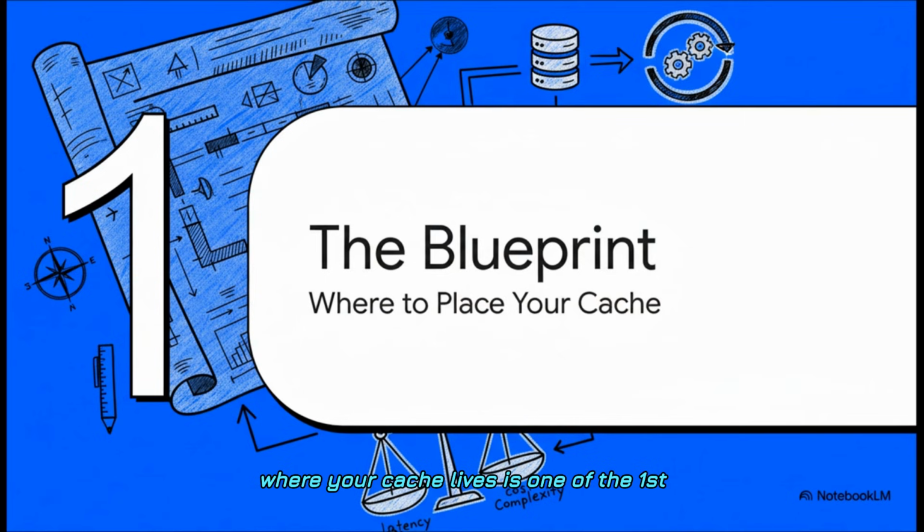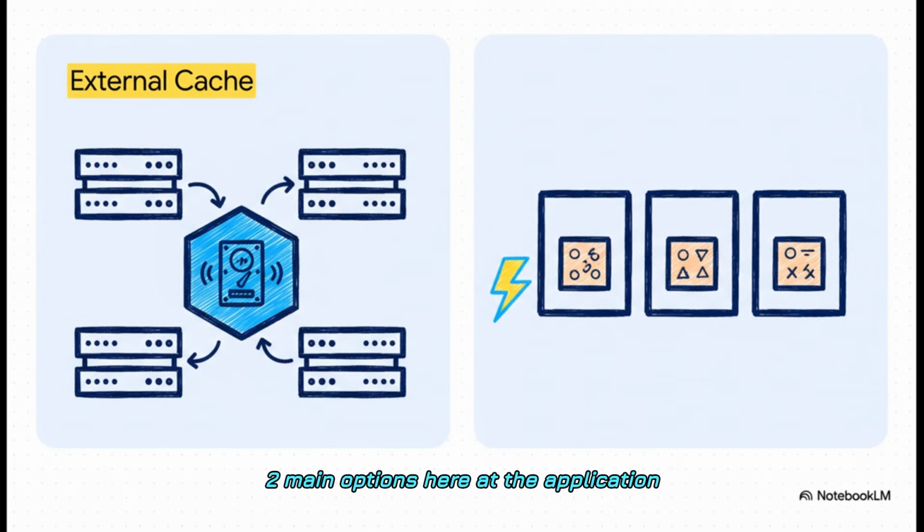Deciding where your cache lives is one of the first and most important decisions you'll make. And trust me, it has some pretty big implications. Okay, so you've basically got two main options here at the application level. On one side, you have an external cache. Think of something like Redis. It's its own separate service running on its own servers, and all of your application servers can talk to it and share it. This is kind of the default choice for most systems.